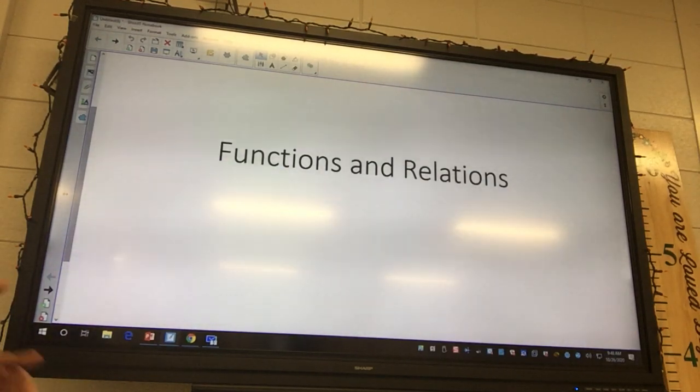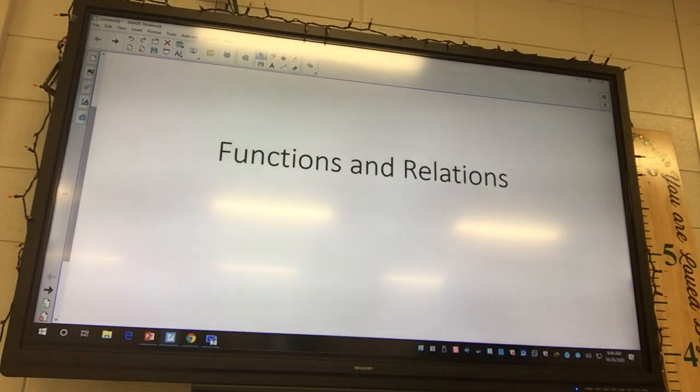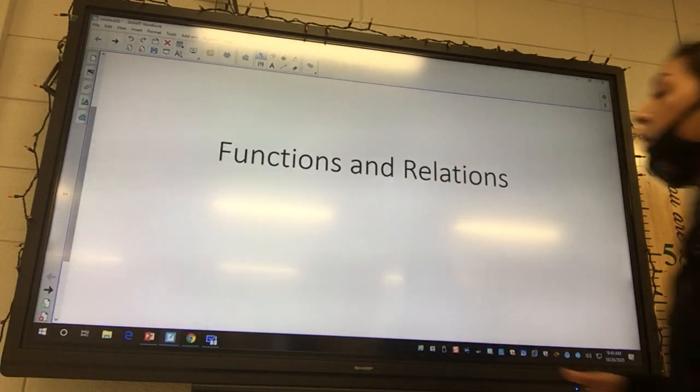Every single thing, whether it's at the grocery store, in here, everywhere, your phone, your amount of text messages on Snapchat, every single thing is a function. They figured that out from a function.